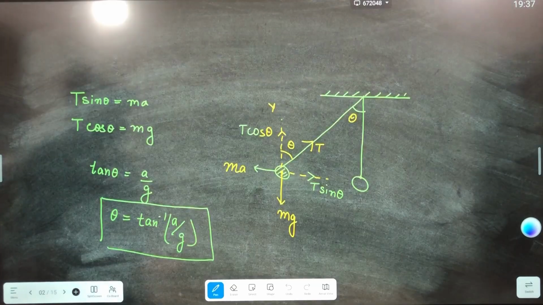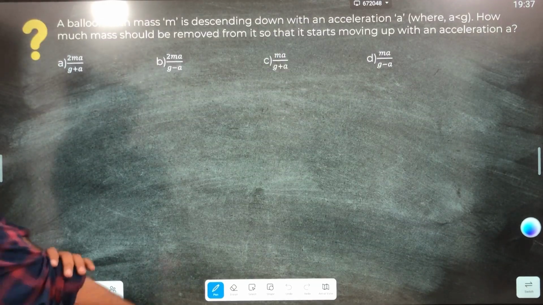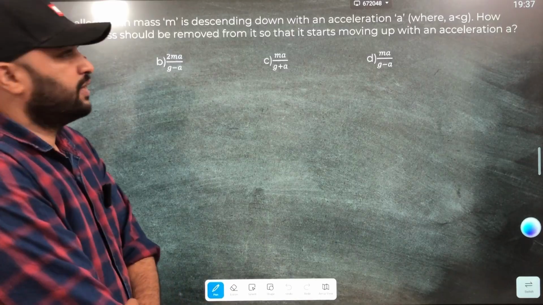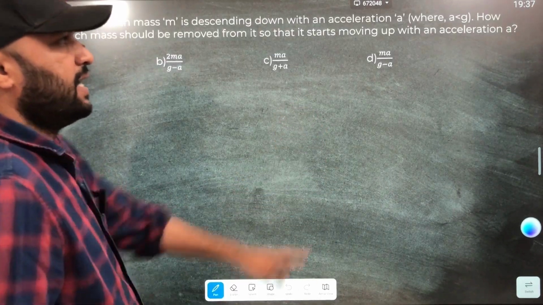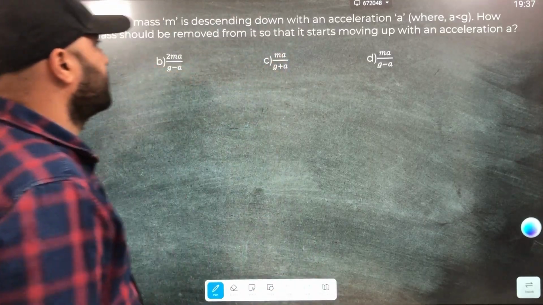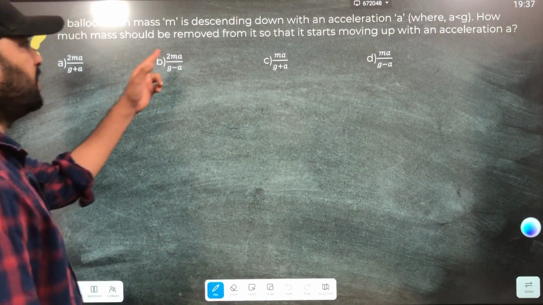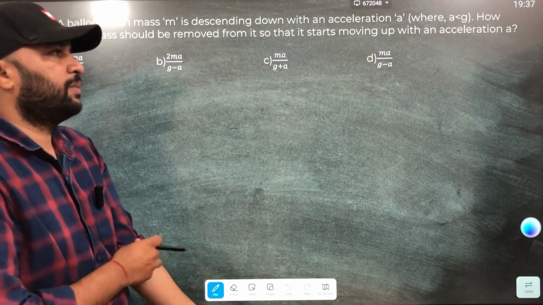Let's see the next question from the PYQ series on laws of motion. A balloon with mass m is descending with an acceleration a, where a is less than the acceleration due to gravity. The question is asking how much mass should be removed from it so that it starts moving up with an acceleration a.